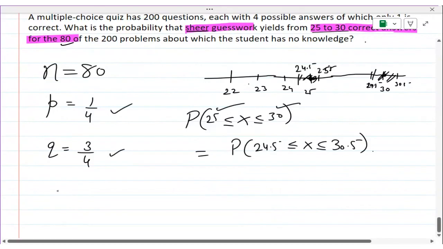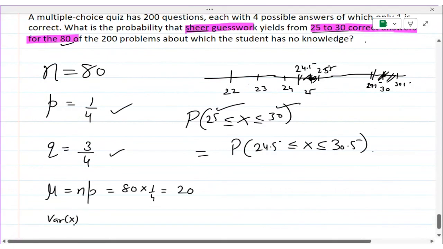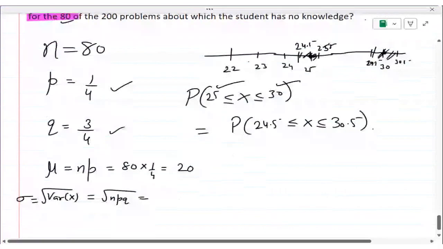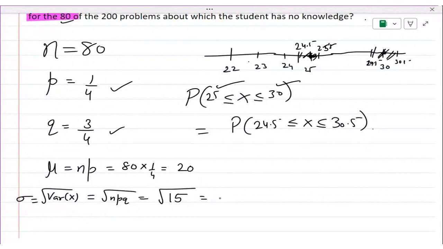So first we'll find the mean. Mean is np, 80 into 1 by 4, which is 20. Then we will find the variance, or you can directly find the standard deviation. Standard deviation is the square root of variance, so the square root of npq in the binomial distribution. np is 20, q is 3 by 4, so 5 into 3, 15. So sigma is the square root of 15, which is nearly 4.